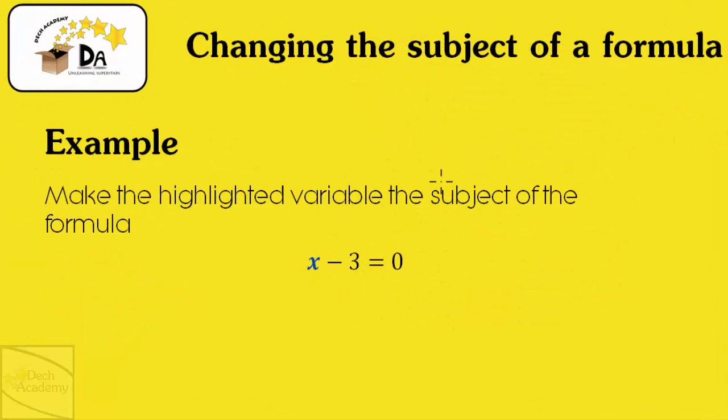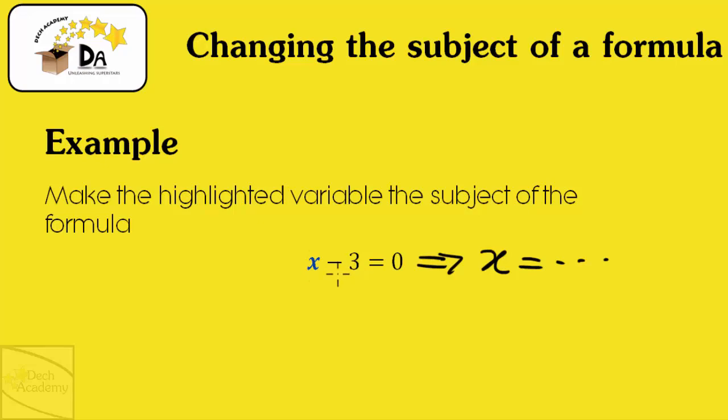So here's an example. This one says make the highlighted variable the subject of the formula. Our formula here is this equation, and the highlighted variable is x. The highlight in this case refers to the variable colored blue. Now, how do we proceed? Well, we want to go from here to an equation in the form x equals something. And we know that x should be the only variable on the left hand side, and x should only appear on the left hand side.